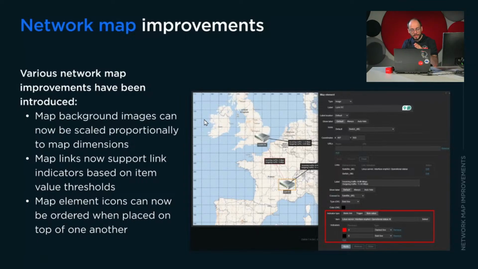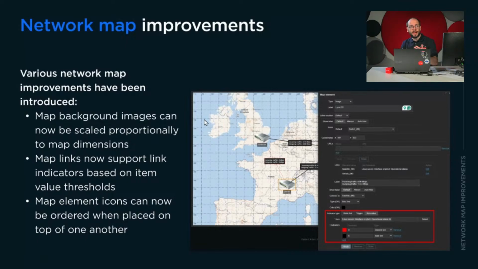Now in 7.4, we can simply define our own thresholds, just like we can in some of the widgets, such as item value widget, for example. So we can do this for map link indicators. If an item value is above some threshold, change the link color or type. So no need to create triggers just for links over here to change the way they are displayed. You can just input the value yourself.